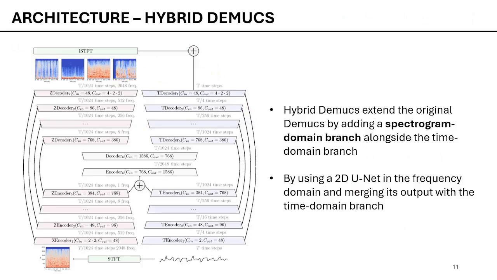Hybrid Demucs architecture extends original Demucs by adding a spectrogram domain branch complementing the time domain branch. While original Demucs processes the mixture entirely in waveform space, Hybrid Demucs simultaneously leverages a 2D U-Net in the frequency domain and then merges both outputs. This dual domain strategy typically achieved higher separation quality, but at the cost of greater model complexity and computation.